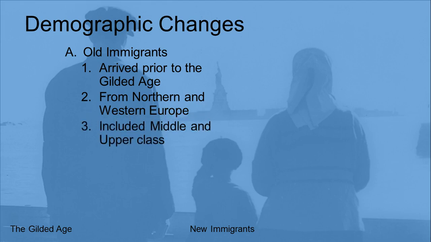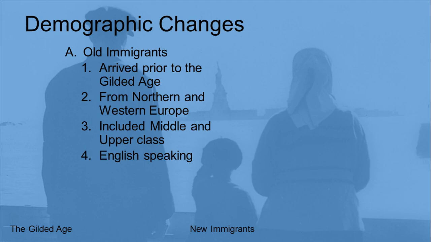Although you have a lot of poor immigrants in this group, you also have a noticeable percentage of people who we might consider to be middle or upper class. So they're coming over with some means. They're coming over with some money.